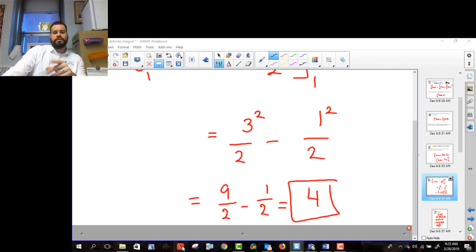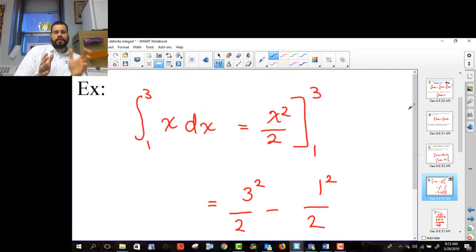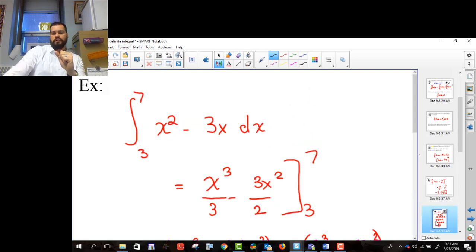Okay? Now, what's interesting about these ones is that because you have an actual numerical answer, it's not algebraic in nature, your calculator will solve them for you. So if you have an antiderivative and you want to check, you need to show your work, but if you want to show a check, you can use your calculator to do that.